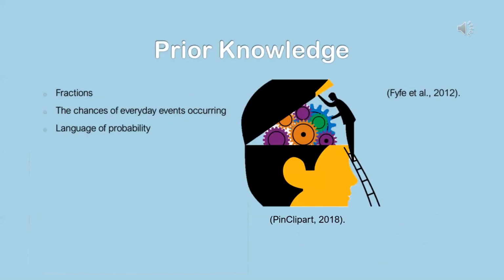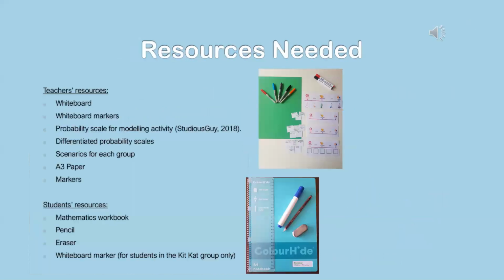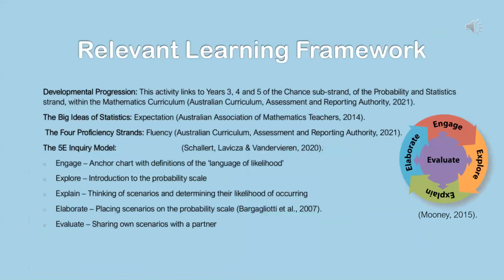Students should have prior knowledge of fractions, the chances of everyday events occurring, and the language of likelihood in order to successfully complete this activity. The teacher will need whiteboard markers, a probability scale to model the activity, differentiated probability scales and scenarios for each group, A3 paper and markers. Students will need a maths workbook, pencil and eraser for the extension activity, and those in the KitKat group will need a whiteboard marker.